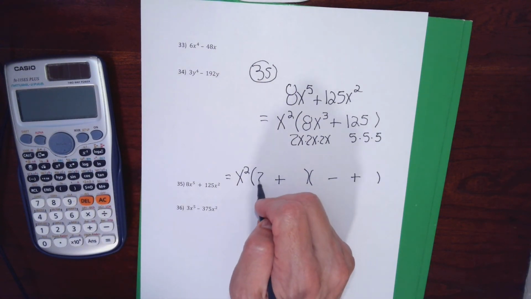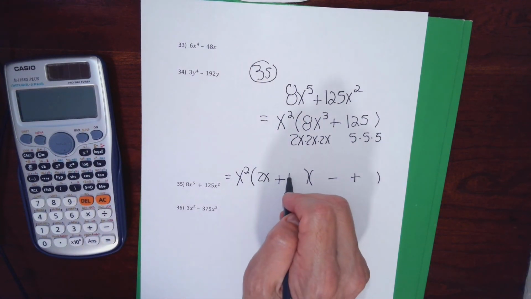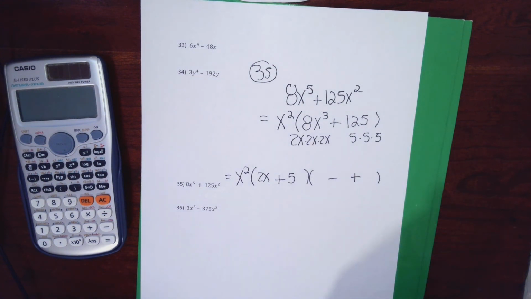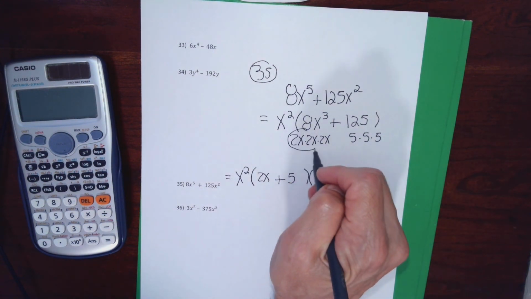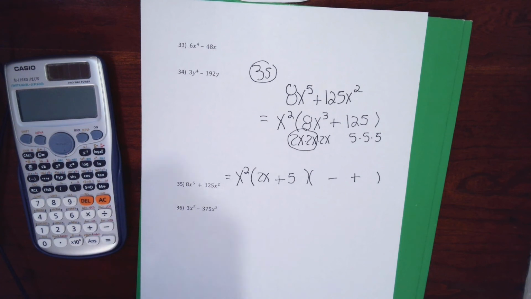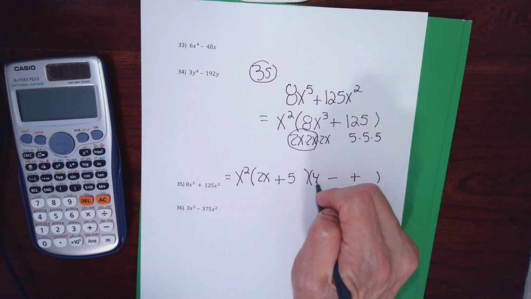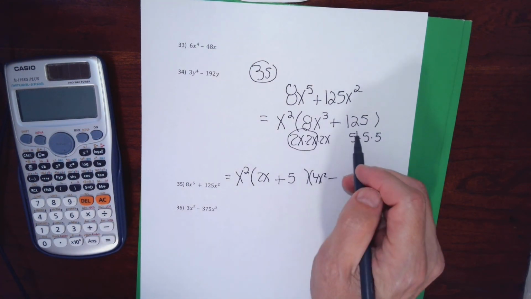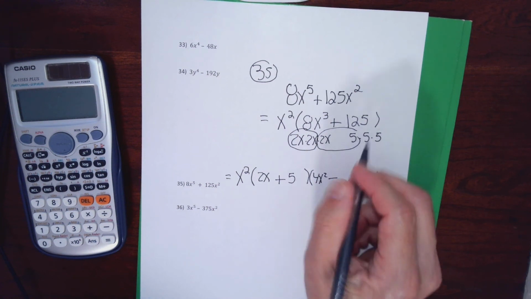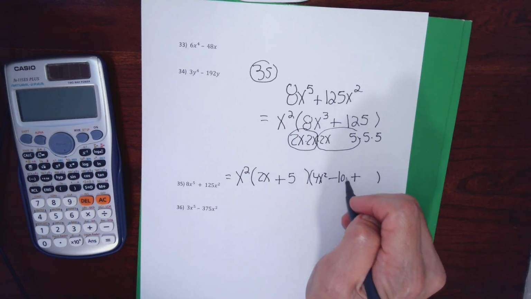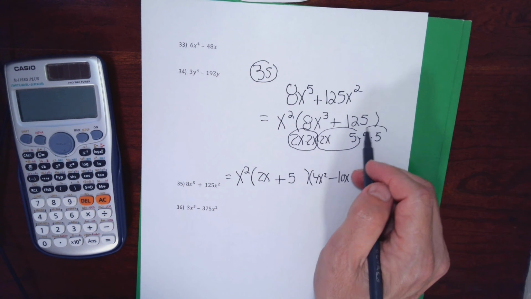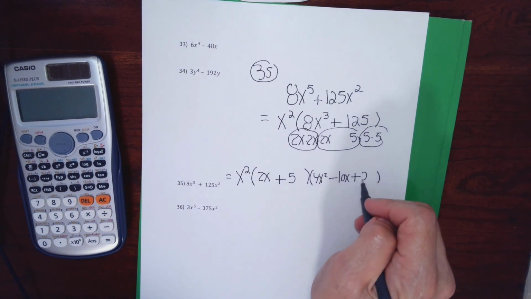First parentheses, 1 from each group, so 1 of the 2x's and 1 of the 5's. Second parentheses leads off with 2x times 2x, which is 4x squared. Then it goes 2x times 5, which is 10x. And then it goes 5 times 5, which is 25.